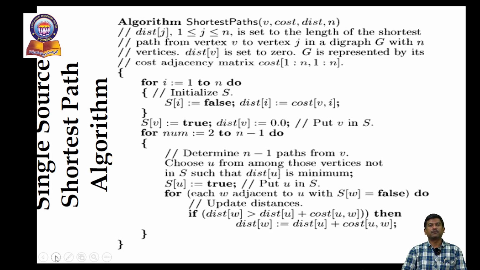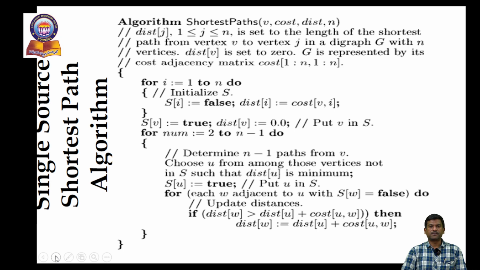And coming to the algorithm for single source shortest path, in this particular video, I'll be covering Dijkstra's algorithm. As I mentioned, there are two algorithms: Dijkstra's algorithm and the Bellman-Ford algorithm. This slide represents Dijkstra's algorithm, where V indicates the starting vertex that you have considered, that is the source vertex, cost is the cost adjacency matrix, and distance is also a matrix used to find the distance from the source vertex to the other vertices within the given graph. And N indicates the number of vertices.